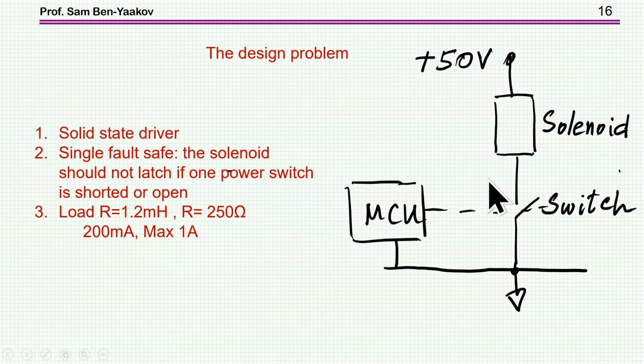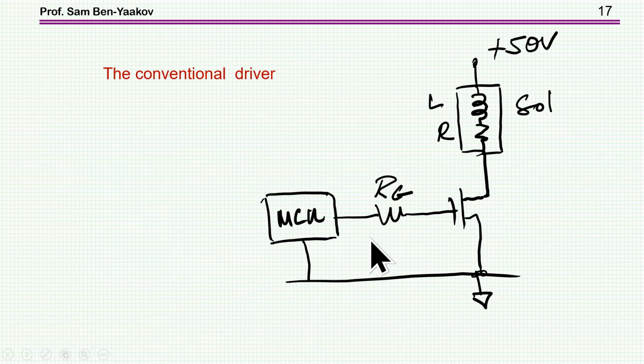The solenoid itself should be an inductor of 1.2 millihenry and a resistance of 250 ohm, and this is fed by 50 volt. So the steady state DC current is 200 milliamp, but there is a requirement that the system will be operational up to a maximum of 1 amp, so that you can use a 1 amp load rather than this particular one. Now the conventional driver will look something like that.